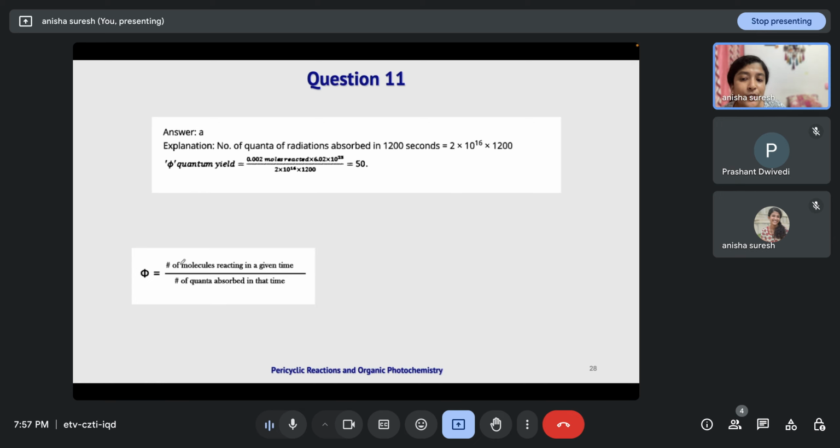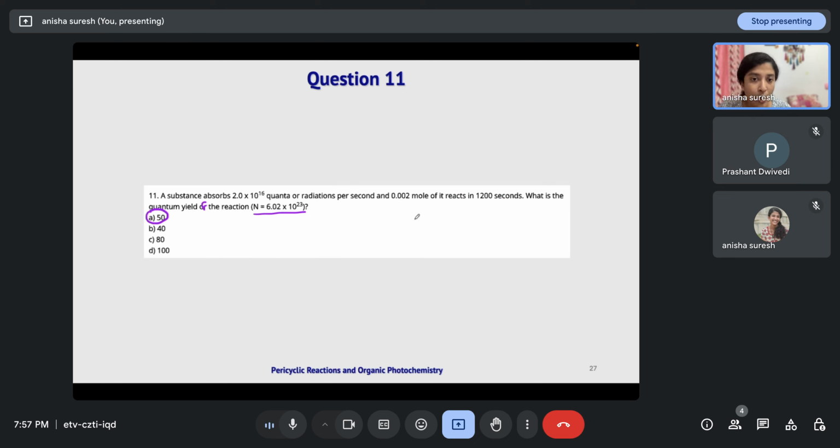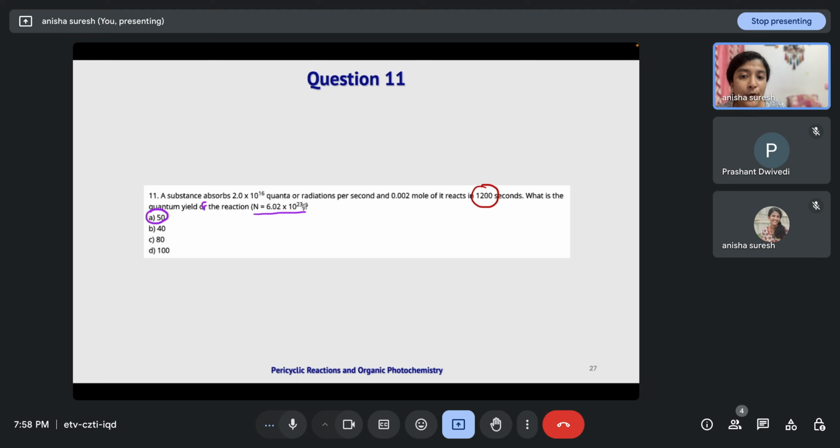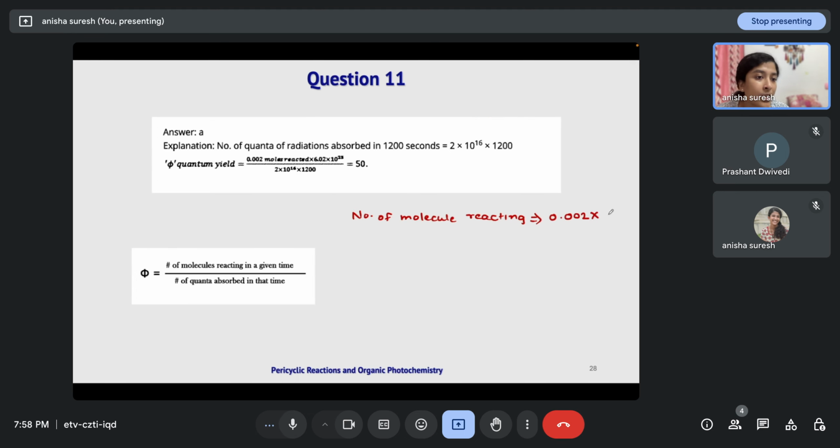So here first we have to calculate the number of molecules reacting in a given time. The number of molecules reacting is equal to 0.002 mole reacting in the time of 1200 seconds. They have given moles, so converting it into molecules, we have to multiply it with the Avogadro number, 6.02 into 10 power 23. So we can write it.